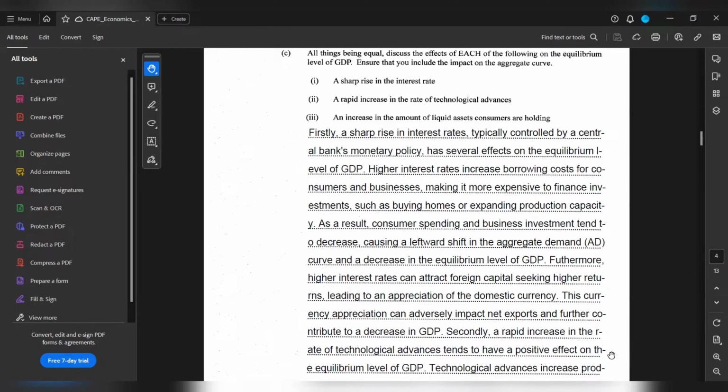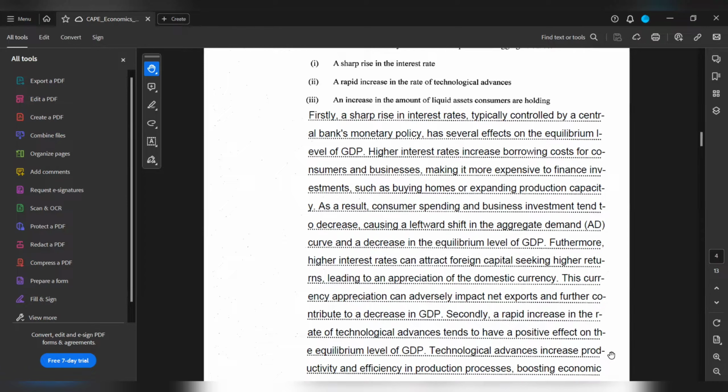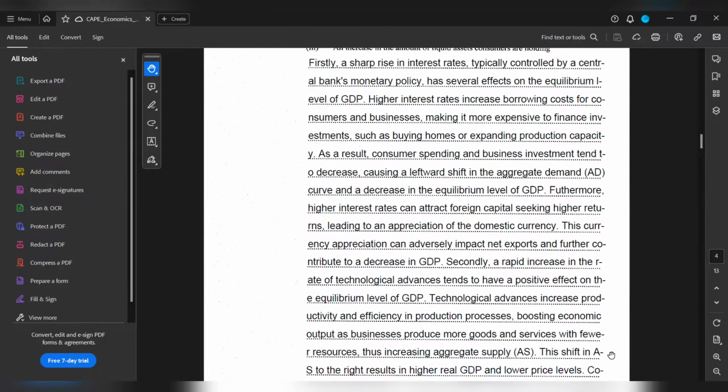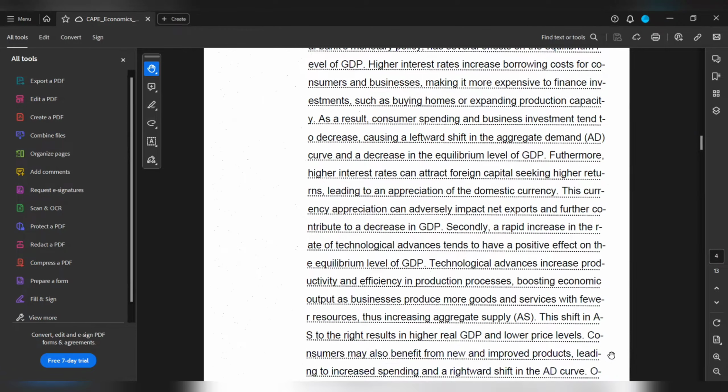Secondly, a rapid increase in the rate of technological advancements tends to have a positive effect on the equilibrium level of GDP. Technological advances increase productivity and efficiency in production processes, boosting economic output as businesses produce more goods and services with fewer resources, thus increasing aggregate supply. This shift in AS to the right results in higher real GDP and lower prices. Consumers may also benefit from new and improved products, leading to increased spending and a rightward shift in the AD curve.